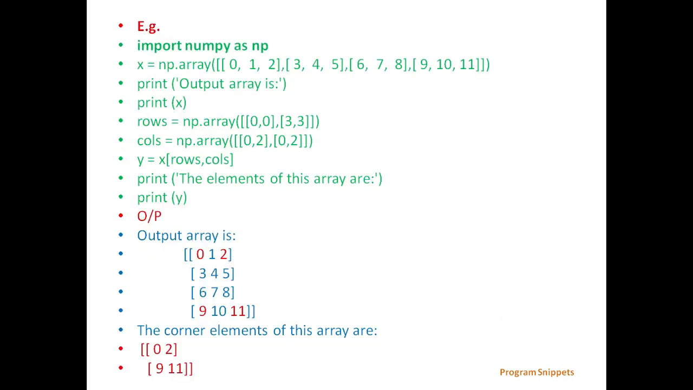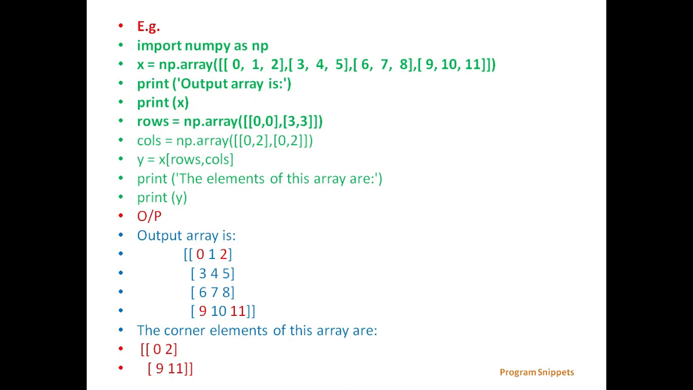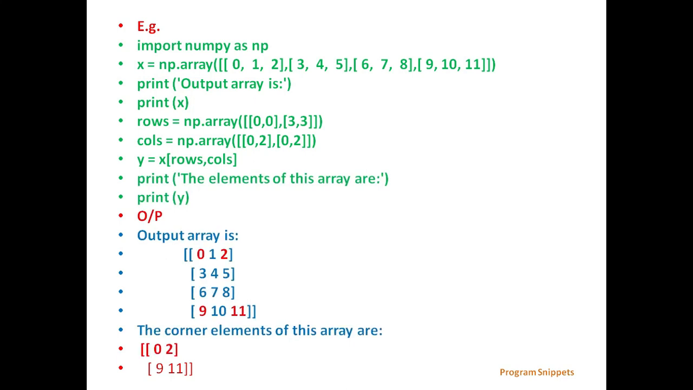Here we will see another example. Here we have created an array with elements 0, 1, 2, 3, 4, 5, 6, 7, 8 and 9, 10, 11. And when we give row selection as [0, 0] and [3, 3] and column selection as [0, 2] and [0, 2], and we print the array X with rows and columns, it will give the output [0, 2] and [9, 11]. Since it will combine (0, 0), that is the 0th row and 0th column, whose value is 0, the 0th row and second column is 2, then the third row and 0th column is 9, and the third row and second column is 11. So it will give the output [0, 2] and [9, 11].